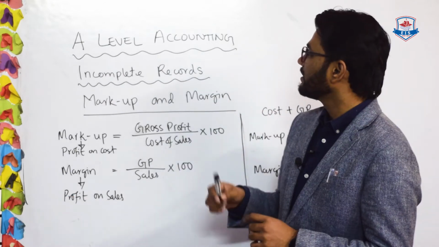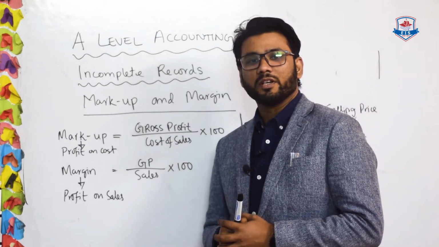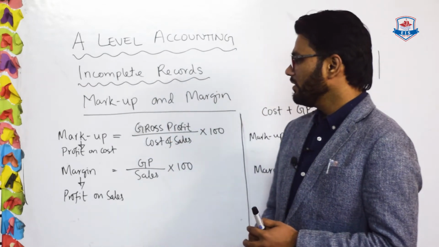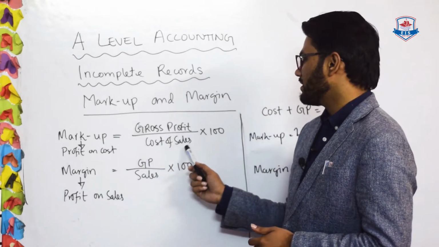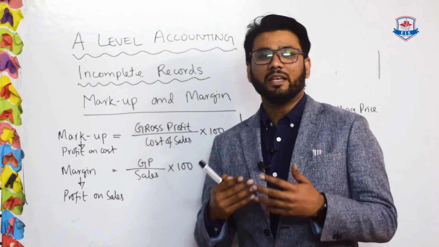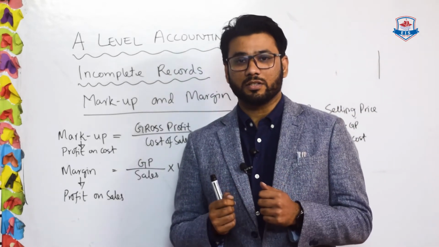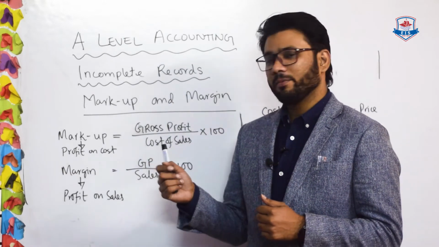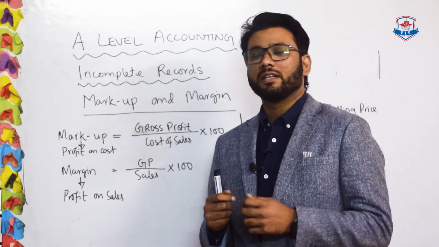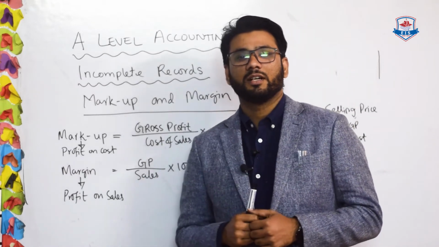Let's look at the board. The topic that we are going to cover today is markup and margin from incomplete records. Now, as you all know, the formula for markup is gross profit by cost times 100. The main concept of markup is to know that markup is the profit on cost. Whatever profit we charge on cost is known as markup, and the amount that we find out is the gross profit.